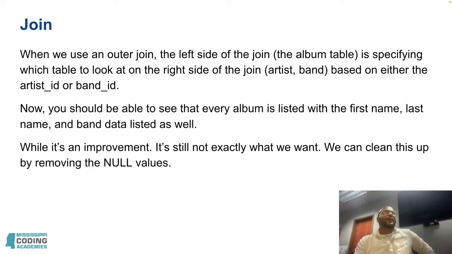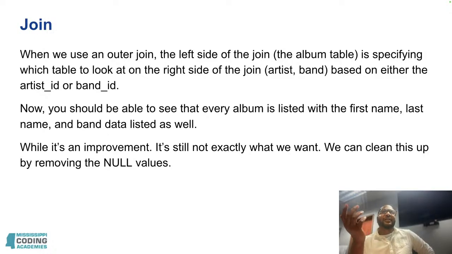When we use an outer join, the left side of the join, the album table, is specifying which table to look at on the right side of the join, artist or band, based on either the artist ID or the band ID. So the album table is on the left side of the join, and on the right side we have two tables, artist and band, and it's looking at both of them. Now you should be able to see that every album is listed with the first name, last name, and band data as well. And while it's an improvement, it's still not exactly what we want.